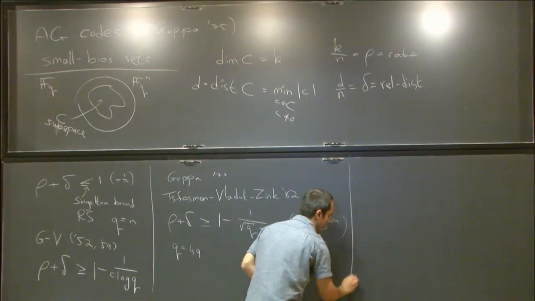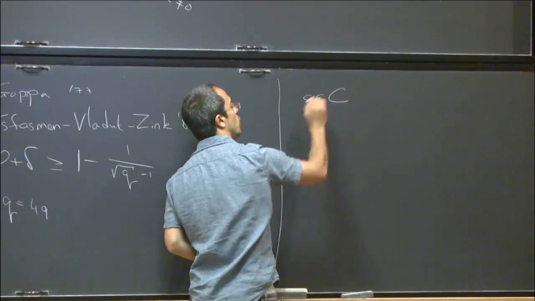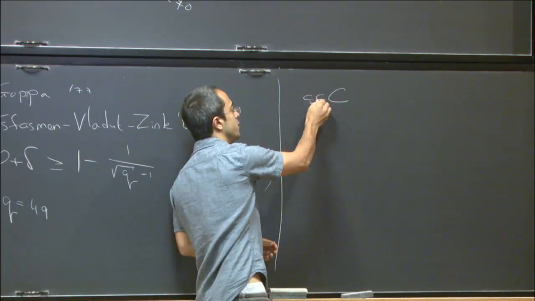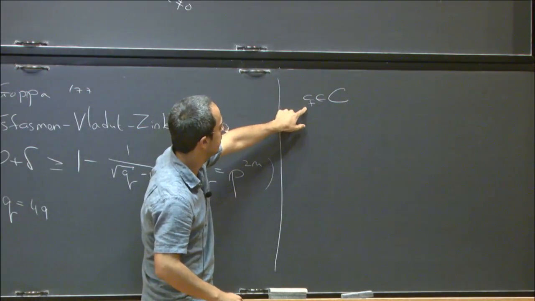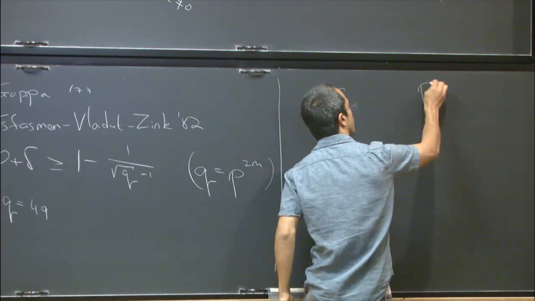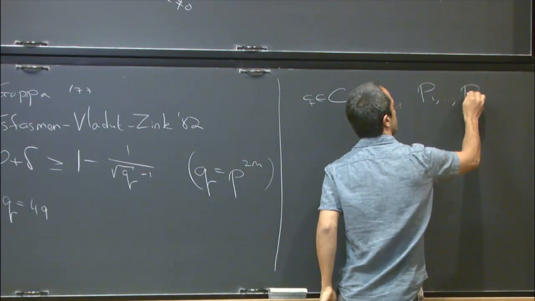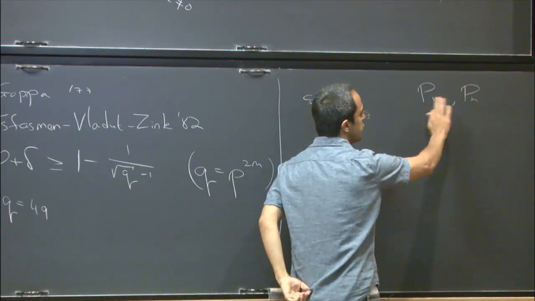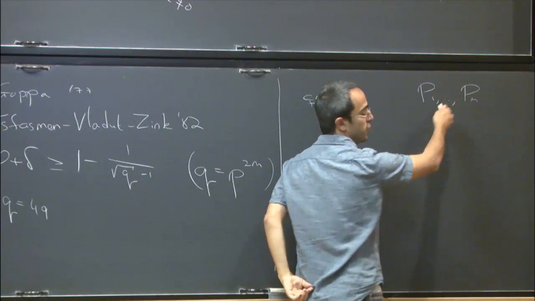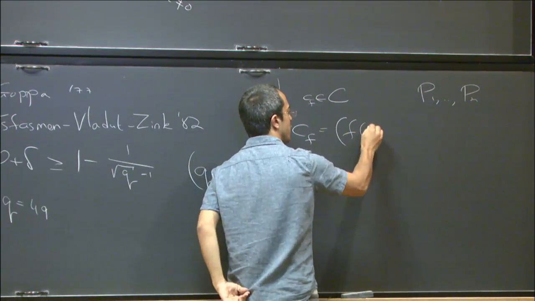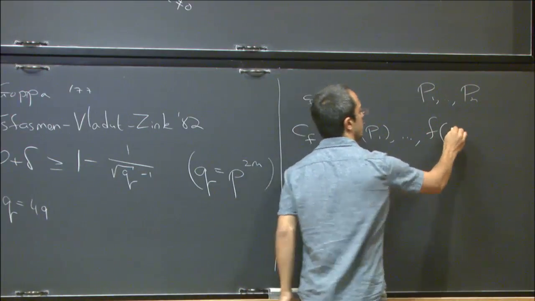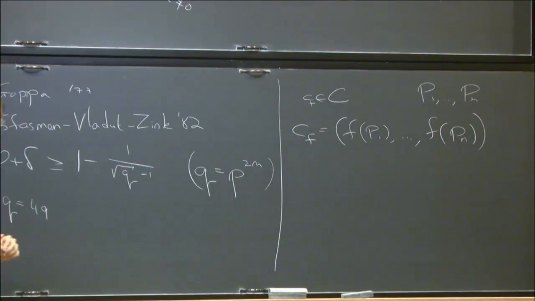An evaluation code is a code where with each code word, so with each C, you associate some function. Let's call it C of F. In Reed-Solomon, these are going to be low degree polynomials. On top of that, you also have fixed points of evaluation. In Reed-Solomon, it's just some points in the field, P1 to Pn. It lies in the definition of the code itself. Then the code word C associated with this function F is just the evaluation of F at each of these points. This is how it works for many linear codes. If the functions come from a linear space, this is linear.